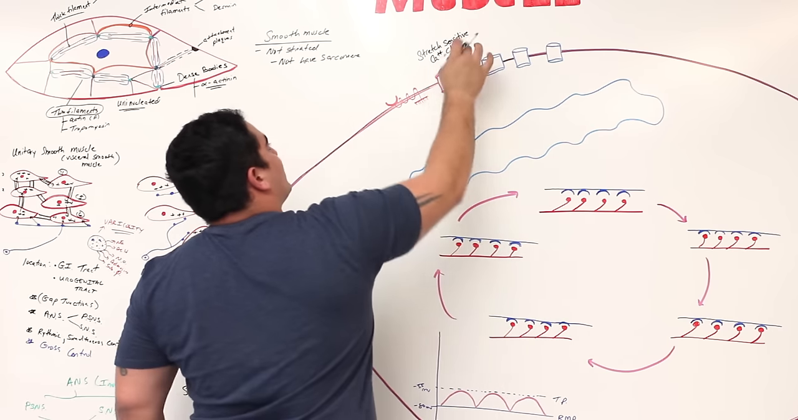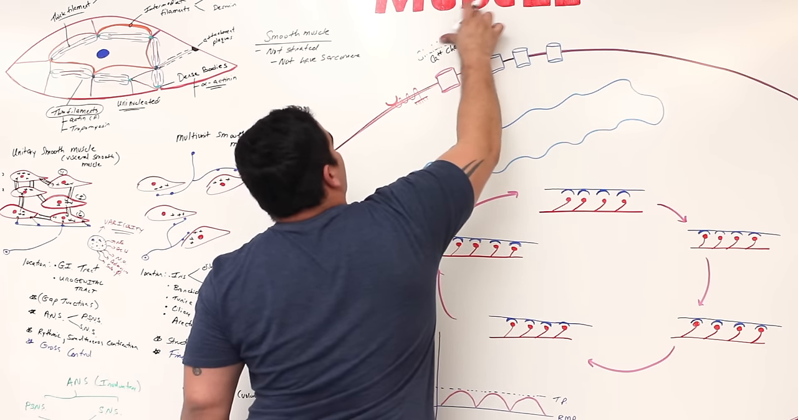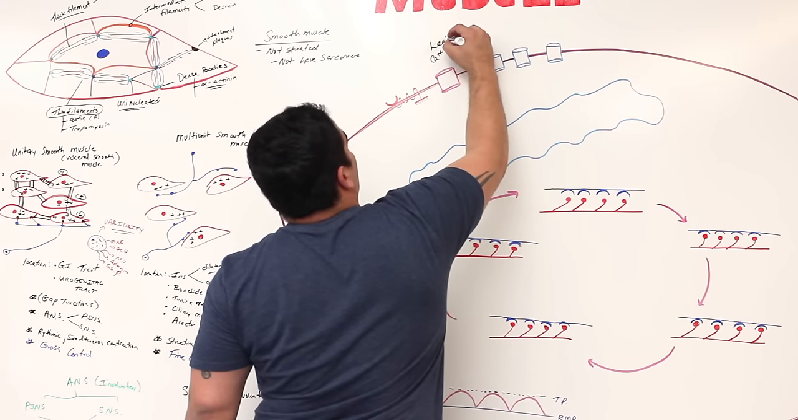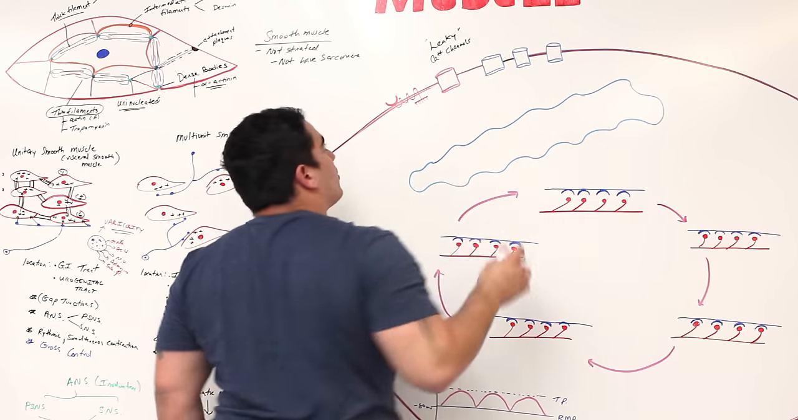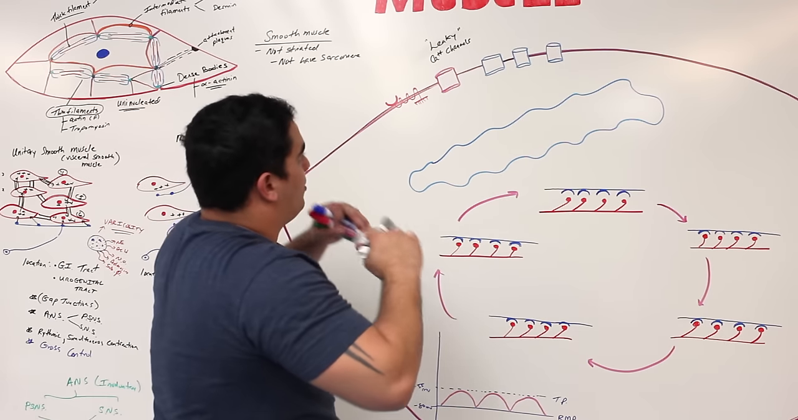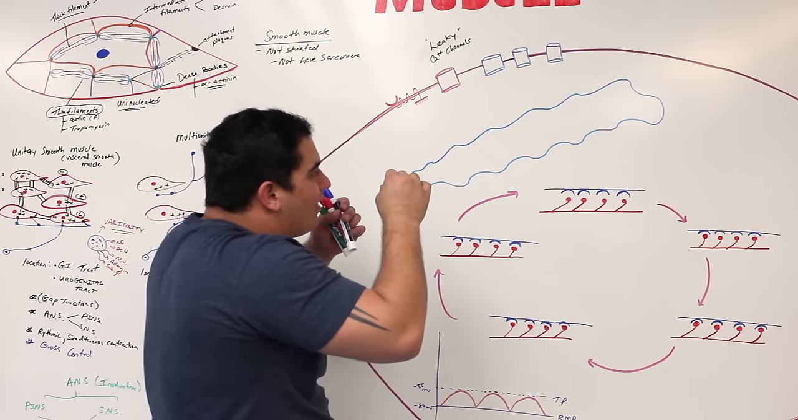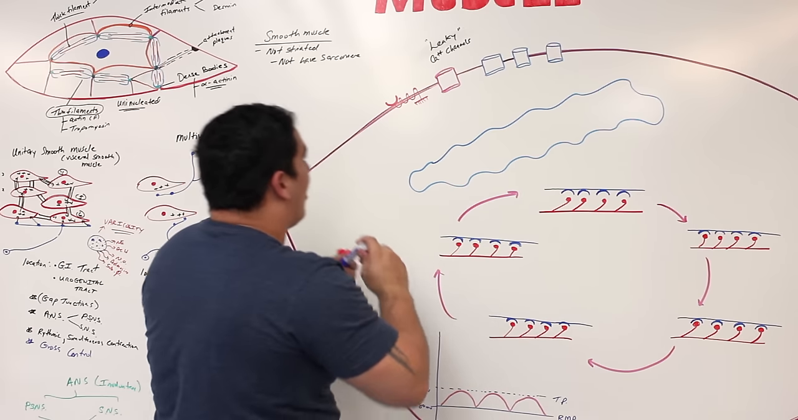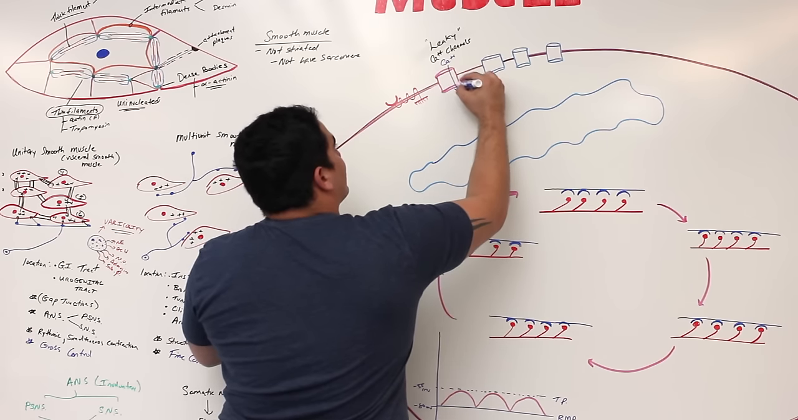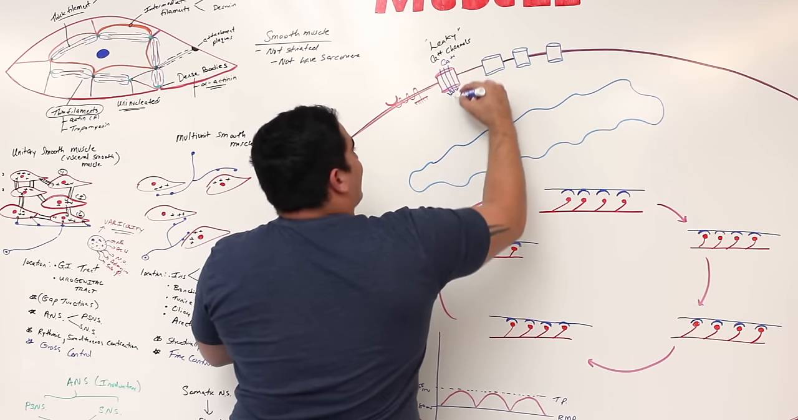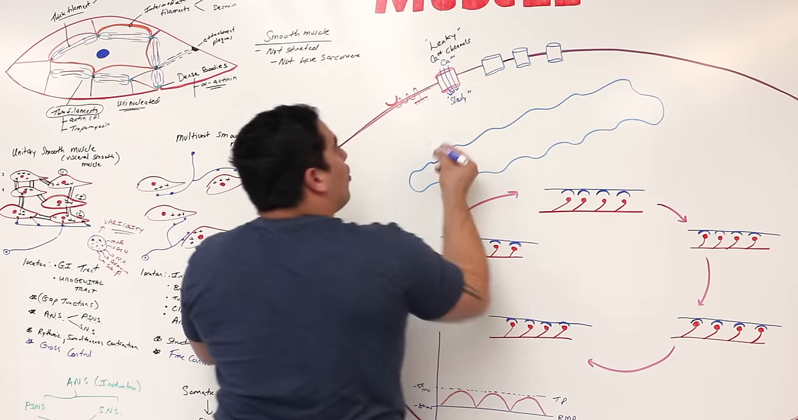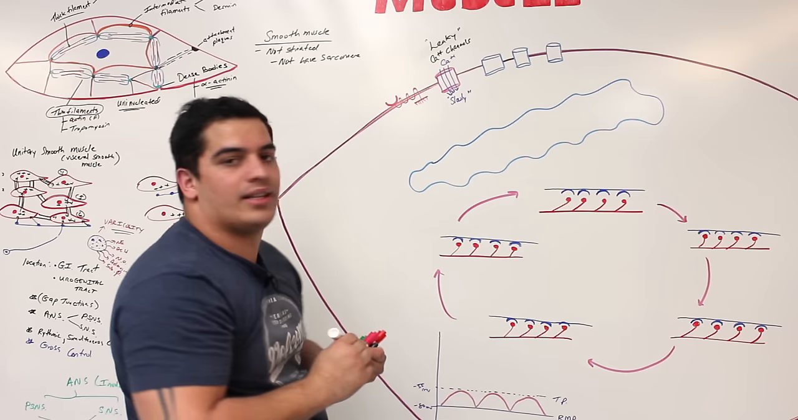I'm sorry, I shouldn't say stretch sensitive, I should just say leaky. Leaky calcium channels. So in other words, they're kind of like always open. What are these leaky calcium channels doing? They're constantly staying a little bit open, enough for calcium to rush into the cell. Not excessive, but very, very slowly. A very, very slow flow of calcium into the cell.